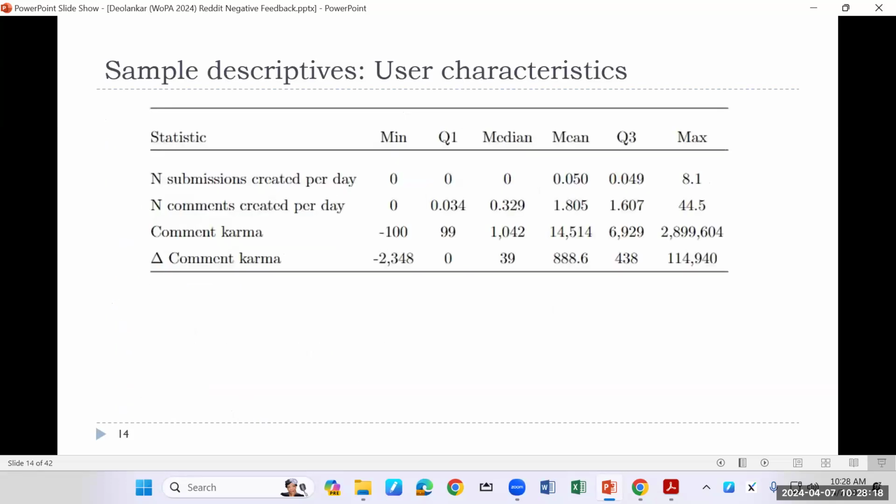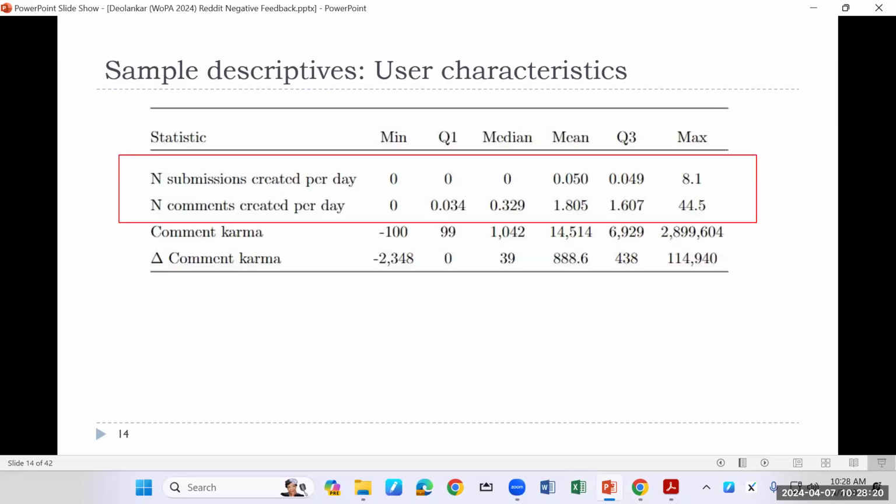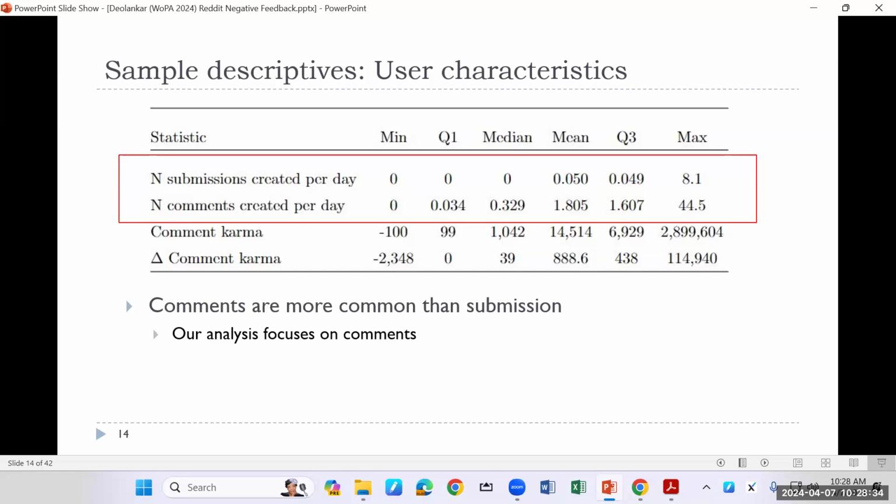Okay, let's look at a few sample descriptives. So first, let's look at user characteristics. So you see that on average, a user in our sample produces 0.05 submissions per day over the observation window and 1.805 comments per day. So straight away, you know that comments are a lot more common than submissions. Now, this is a typical trait of any UGC corpus, and our UGC corpus shares this trait. In fact, 98% of the UGC corpus is just comments, so we focus our analysis on comments.